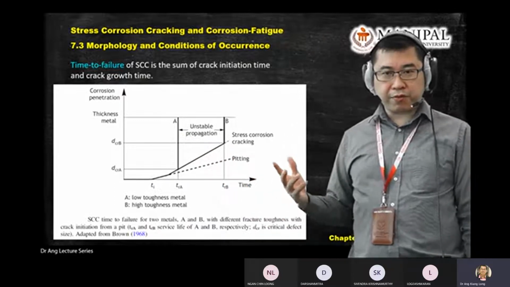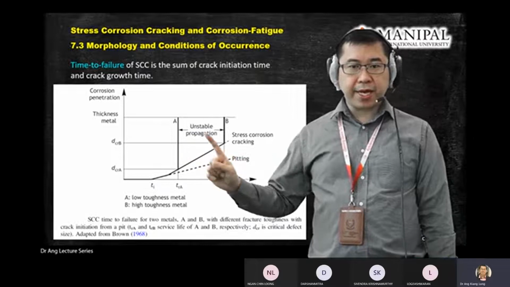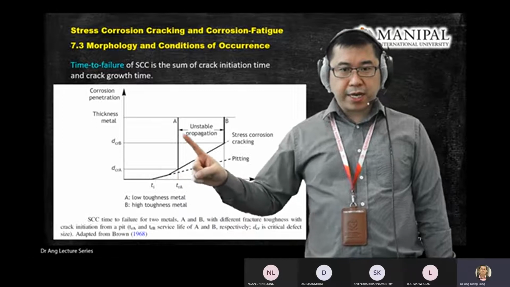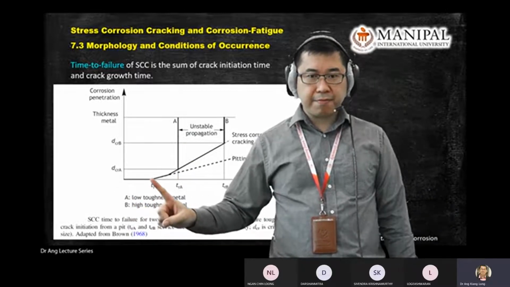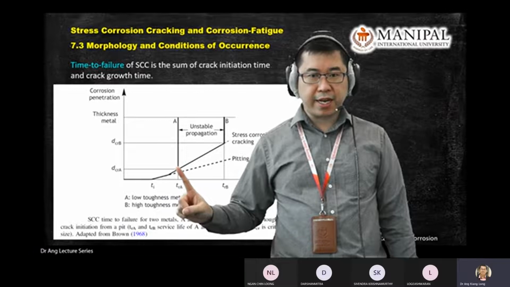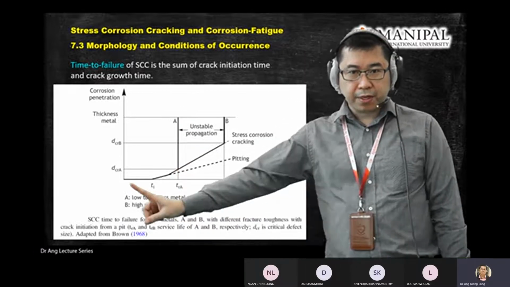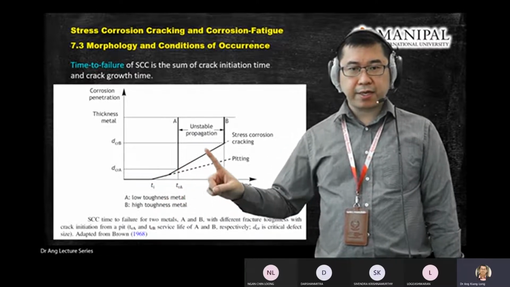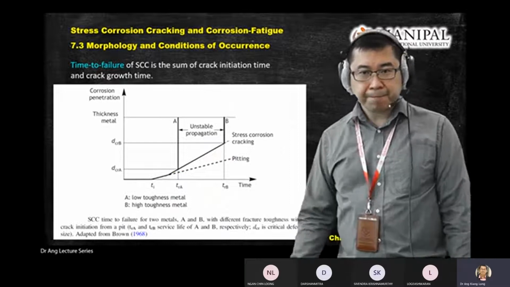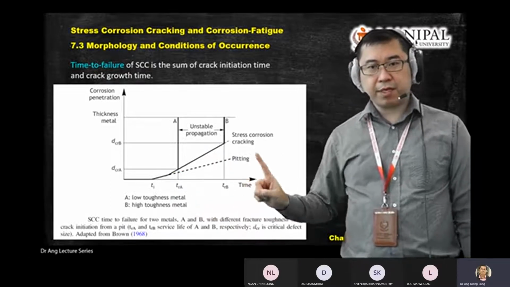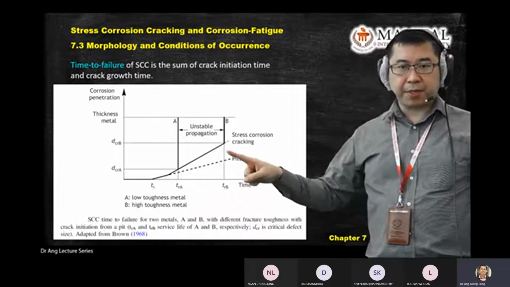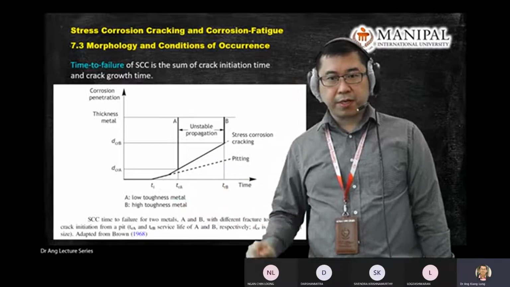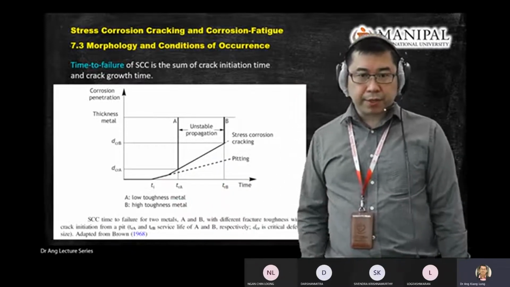We have two different metals here, metal A and metal B. If you look at A, you have the time to initiate, propagate, and fail. B: initiate or incubation, propagate, fail. Then there's a dashed line here. It falls under pitting, right? Pitting means there's a hole on the surface.